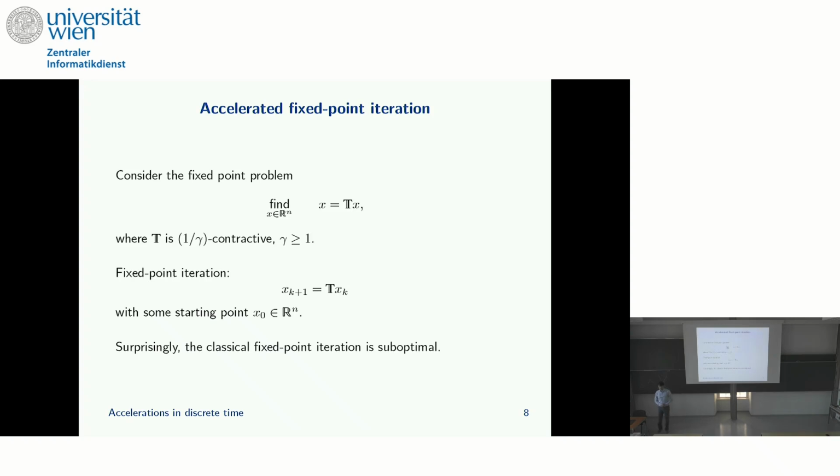The classical algorithm to find a fixed point in such a setting is, of course, just to use the fixed point iteration: repeatedly apply the operator T and hope for convergence. And indeed, if you have a contractive operator, then the Banach contraction principle tells us that we do have geometric convergence. So the fixed point iteration is an iterative algorithm with some starting point x0, and it's a classical algorithm. It's used quite ubiquitously in many engineering areas and applied mathematics. But surprisingly, this algorithm is suboptimal. It's slow, or it can be made faster.